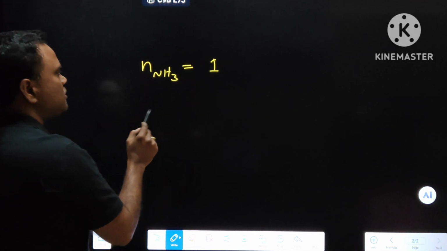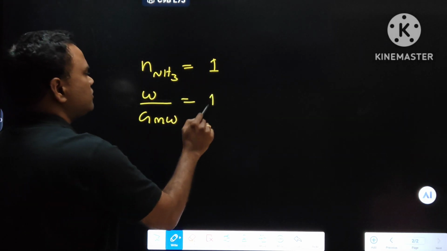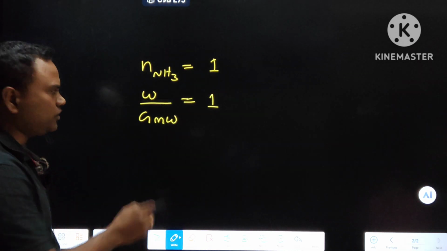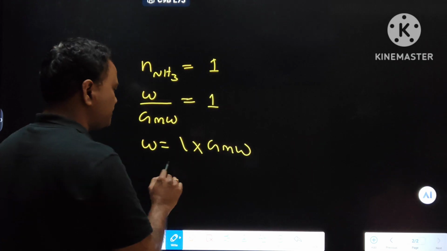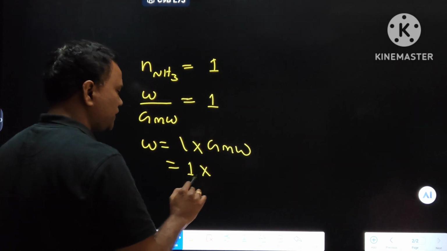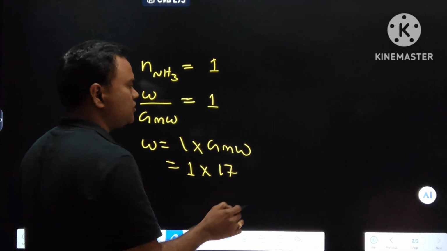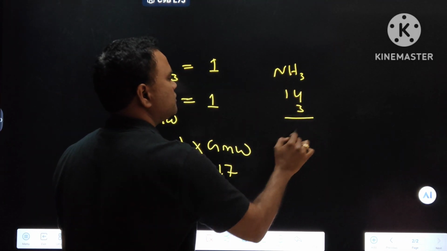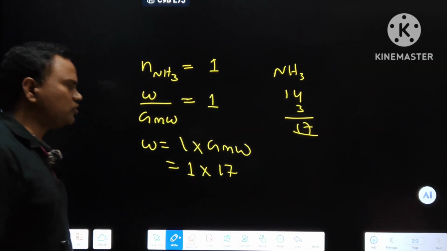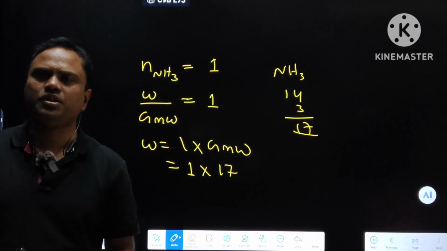What is the number of moles formula? Weight by gram molecular weight is equal to 1. We have to find weight. Weight is equal to 1 into gram molecular weight. What is the gram molecular weight of NH3? Nitrogen is 14, and 3 hydrogens are there, so 17. So the amount of ammonia formed is 17 grams. That is the use of limiting reagent.